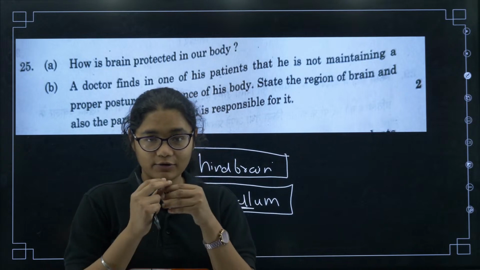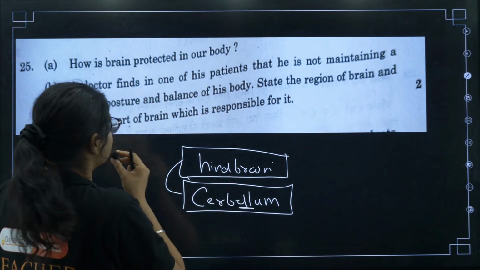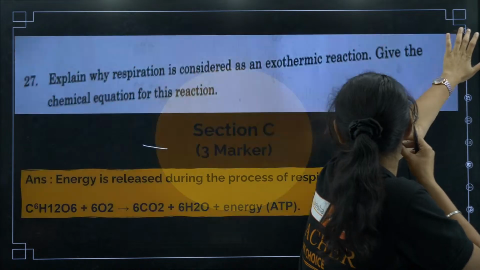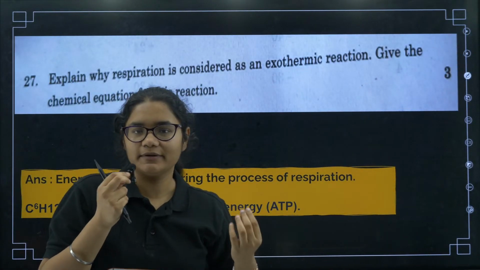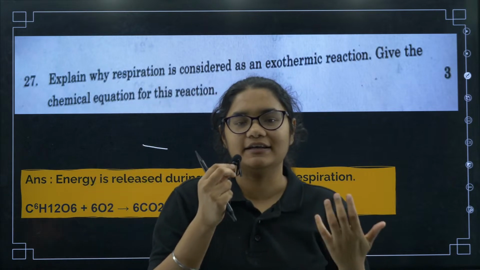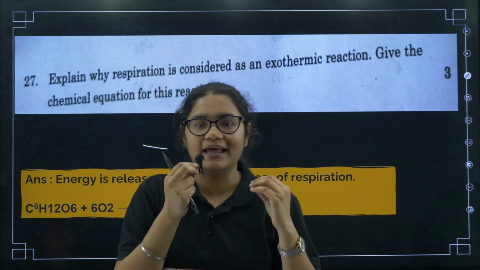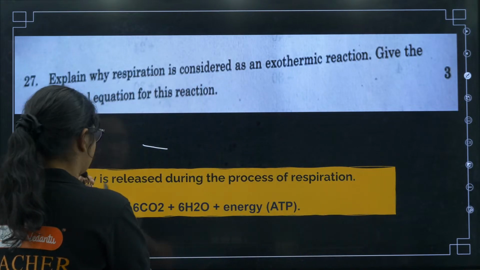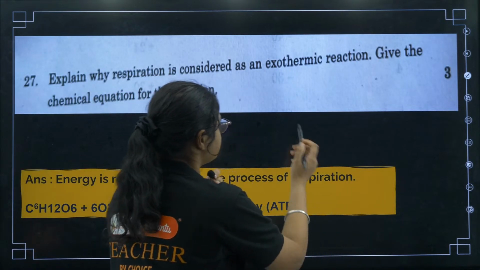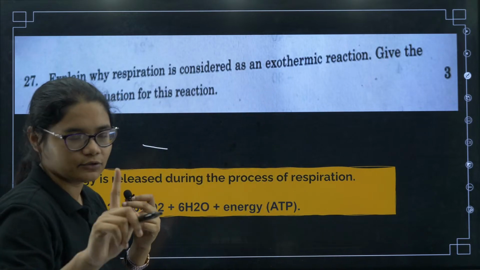Okay, so now we'll go to the first 3 marker question. Explain why respiration is considered as an exothermic reaction. So we know in an exothermic reaction, heat is released. During respiration, energy is released, so that is why it is an exothermic reaction. So you can simply write down: energy is released during the process of respiration, therefore it is exothermic. That gives you 1 mark.